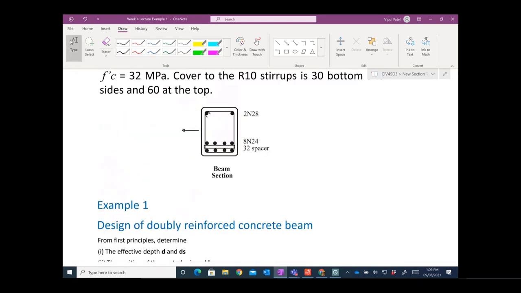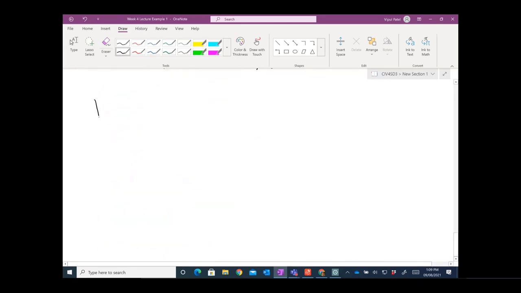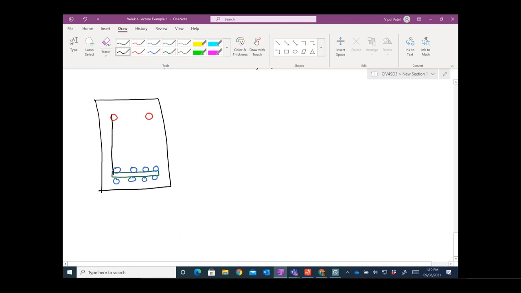So what we have been given, let me draw that one. We have these cross sections here. We have given this top reinforcement, and then the bottom bars with the spacer bar. And then we have stirrups as well. All right, so based on that, we need to have a strain value.